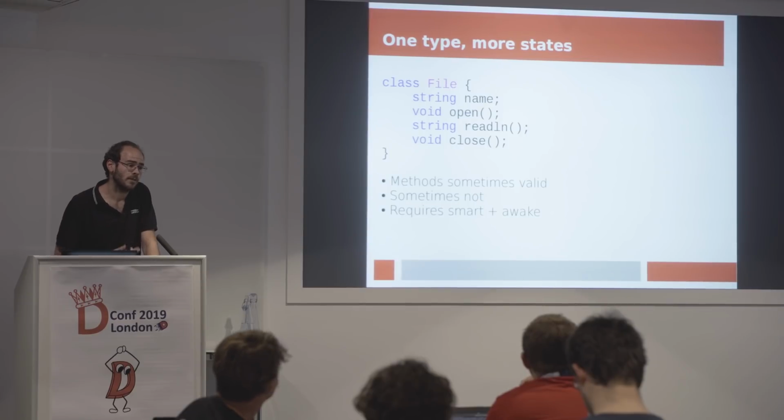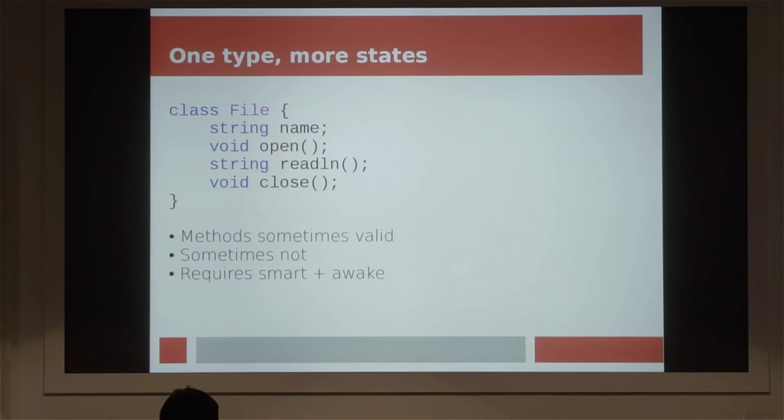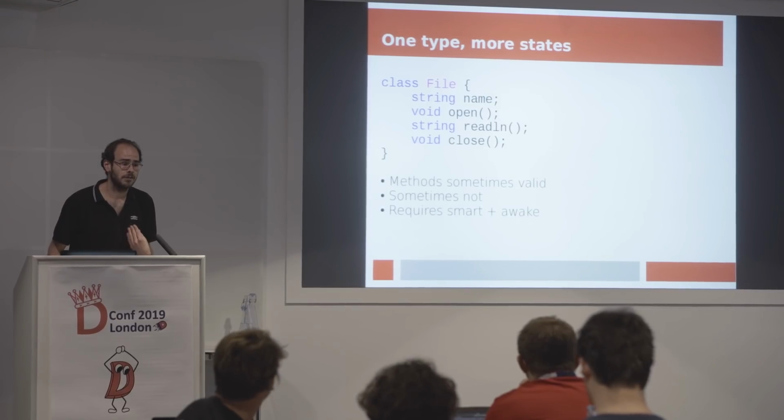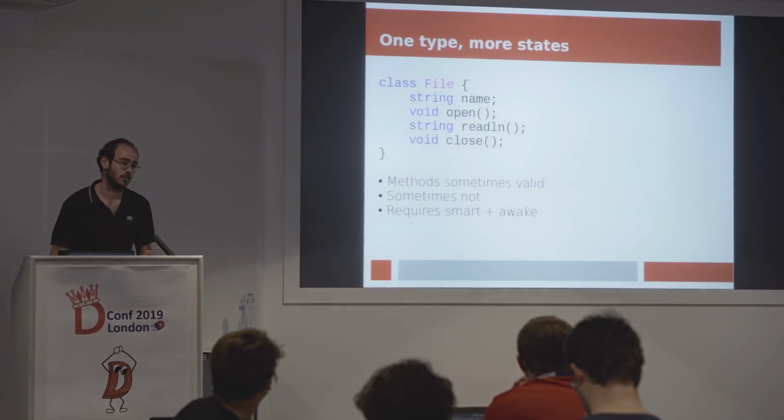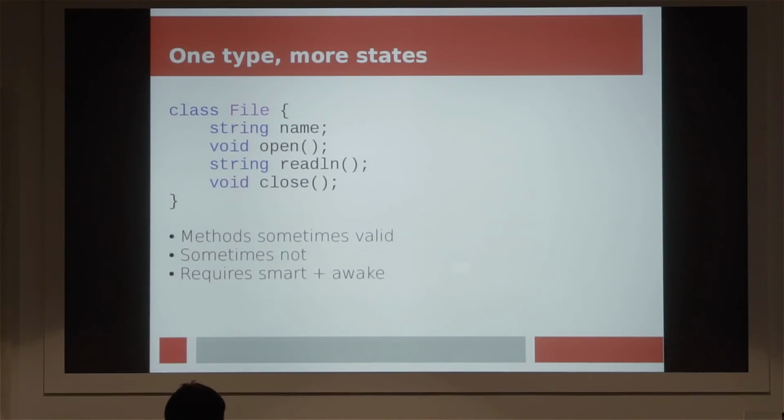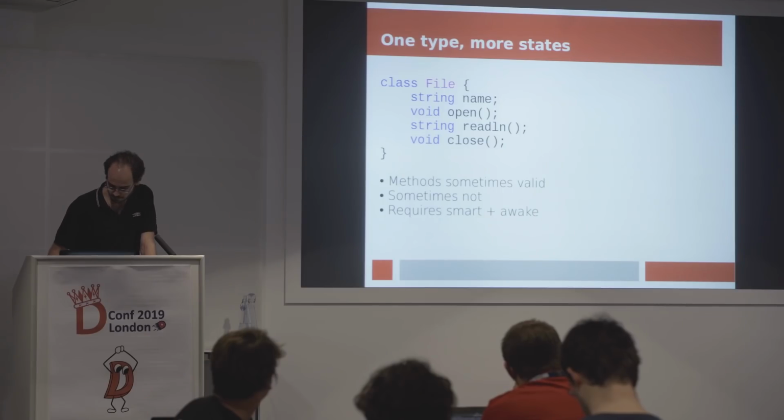However, what if you have one type, but methods that are sometimes valid and sometimes not, for example, in a file? To know which method you can call requires knowledge of program flow, implementation perhaps of your file class, and, well, you need coffee.